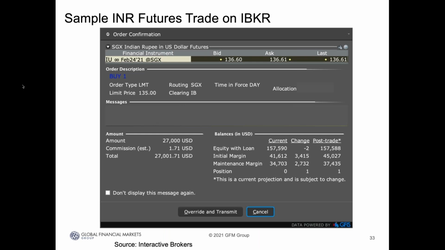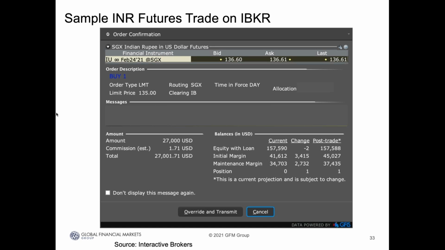So here I've pulled up an account. What is it like if I want to buy 1 contract of the Indian rupee futures? Now here we will see the notional amount of the contract on the lower left is 27,000 US dollars. I'm going to get charged a $1.71 commission to buy these 2 million rupees at a price of 135, which is what I've put as my limit order here. You'll notice that's below the bid and the ask on the screen, so I'm not going to get filled until the price falls to my limit price.